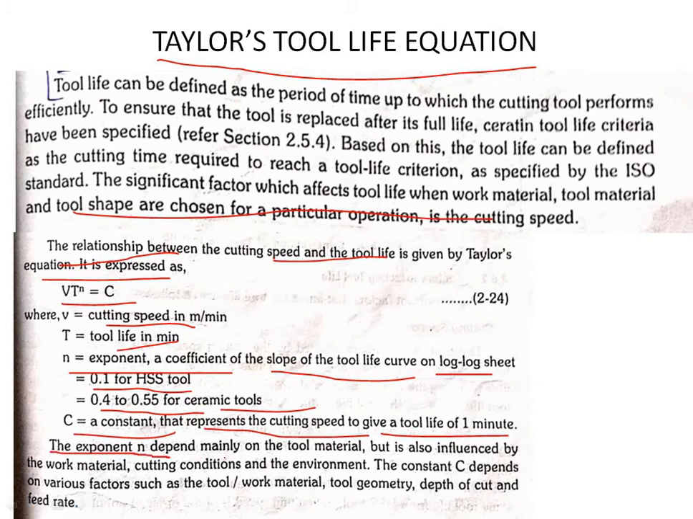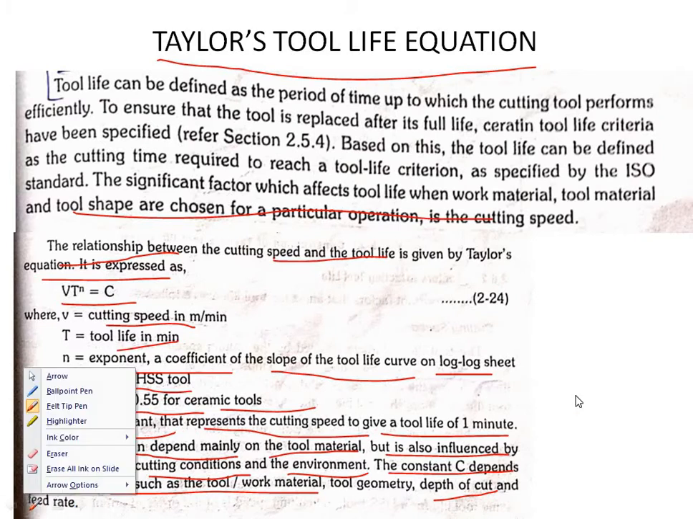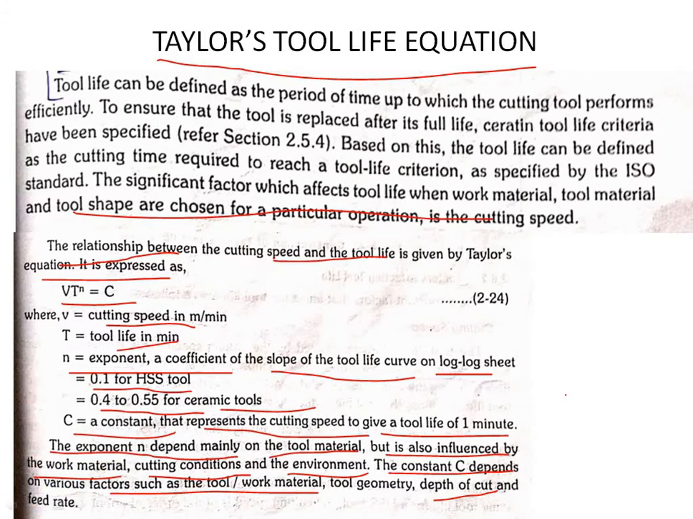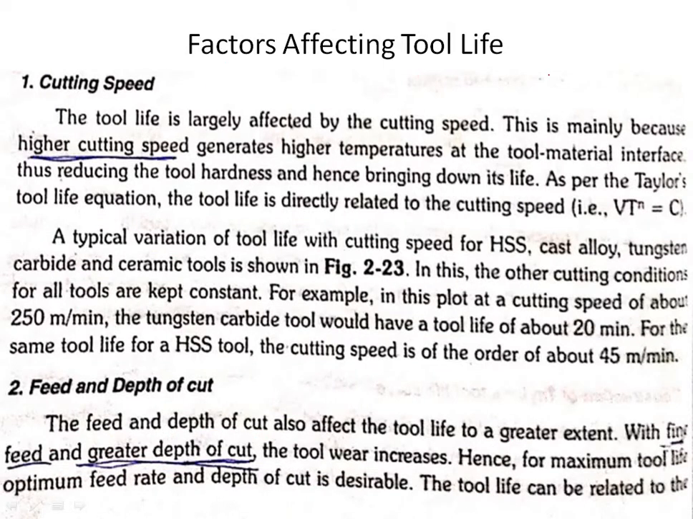The exponent n depends mainly on the tool material, but it is also influenced by the work material, cutting conditions and the environment. The constant C depends on various factors such as tool, work material, tool geometry, depth of cut, and last is feed rate. Next we'll be discussing factors affecting tool life.